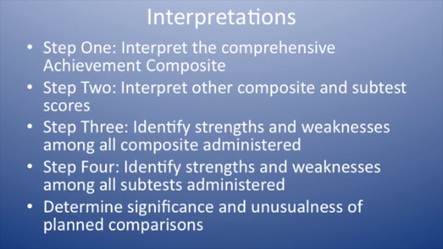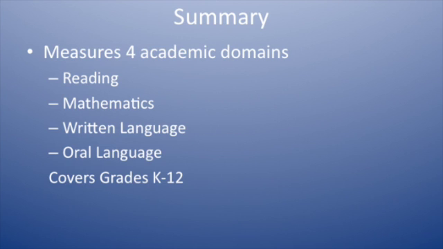There are 5 steps of interpretations. Step 1, interpret the comprehensive achievement composite. Step 2, interpret other composite and subtest scores. Step 3, identify strengths and weaknesses among all composites administered. Step 4, identify strengths and weaknesses among all subtests administered. And Step 5, determine significance and unusualness of planned comparison.